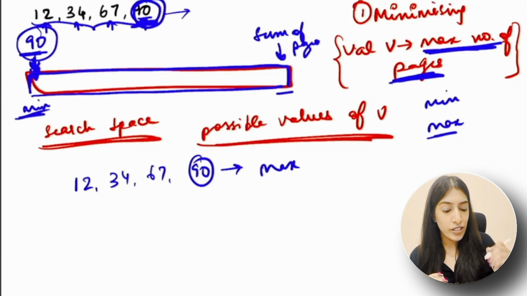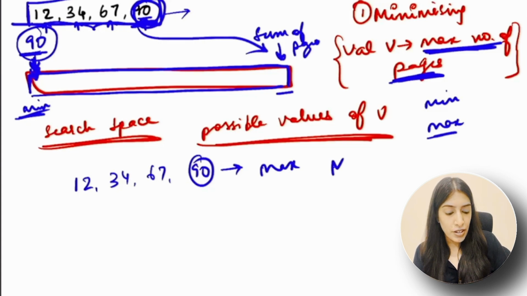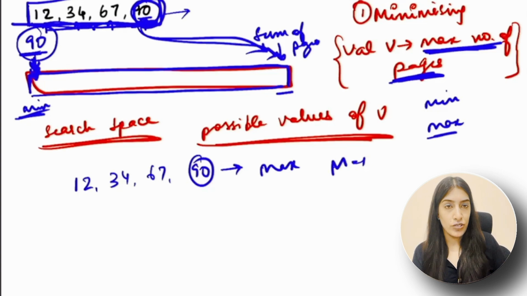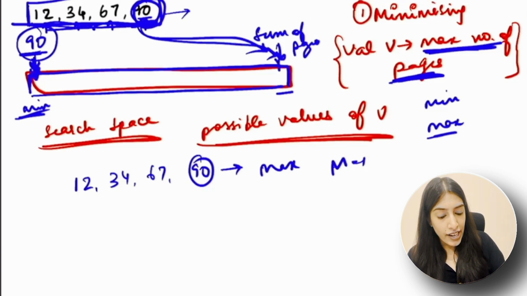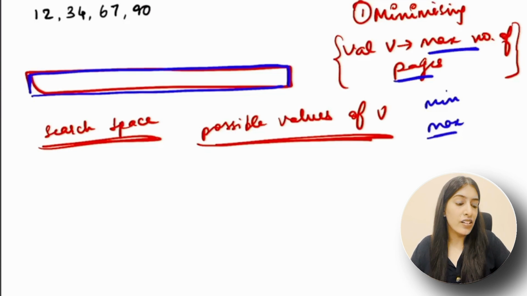What is the maximum value? The maximum value is if all the pages are given to one student. Say if m becomes equal to 1, then all the pages will go to one particular student, right? So in that case, the sum of the pages is the maximum value that will go. To quickly revise this part, what is the value that we are minimizing? We are minimizing the maximum number of pages that a student can get.